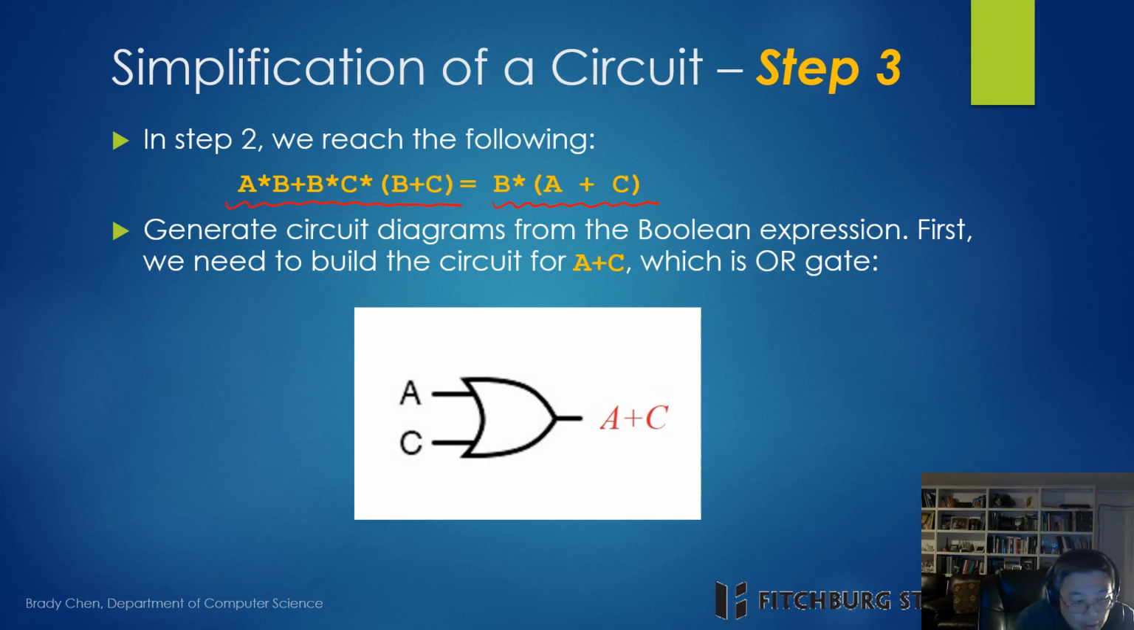Now, how can we actually draw these circuit diagrams? The first thing we need to do is start from the expression inside the parenthesis. So that's the first thing we need to calculate, right? So first we need to build the logic circuit diagram for A plus C. Okay, so this is what we have. We have input A and input C. Okay, and then we have A plus C. That's an OR gate. So then we got A plus C. Okay, so that's the first step.